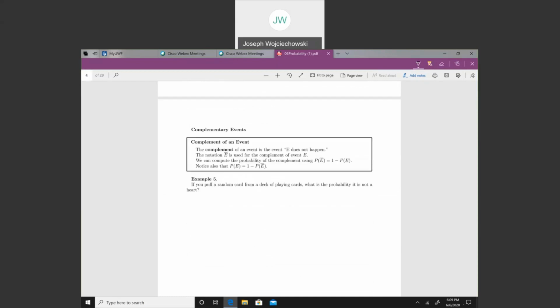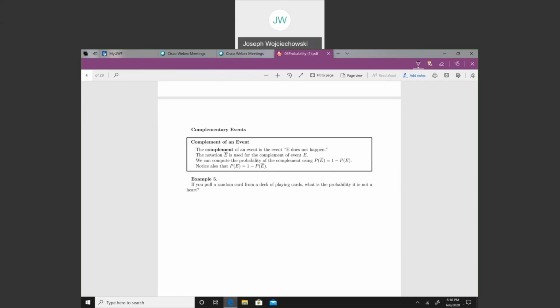The complement of an event is that the event E does not happen. So here we use the notation E with a line over it to show the complement of an event. We can compute the probability of the complement using: the probability of the complement of E is equal to 1 minus the probability of E. Furthermore, the probability of E is equal to 1 minus the probability of the complement of E.